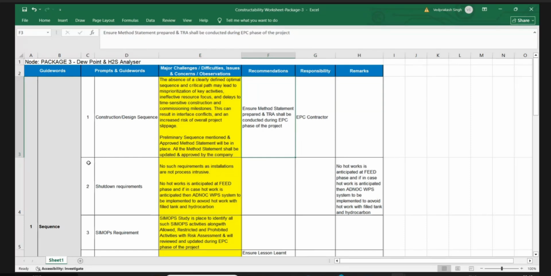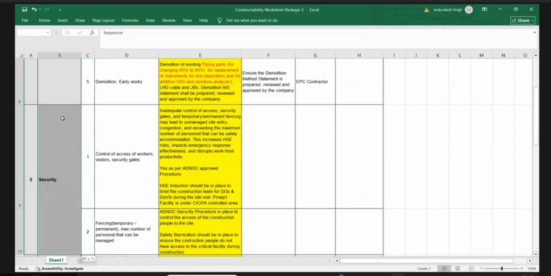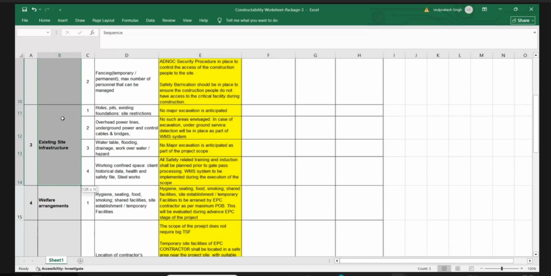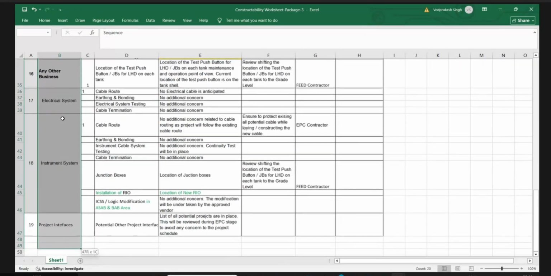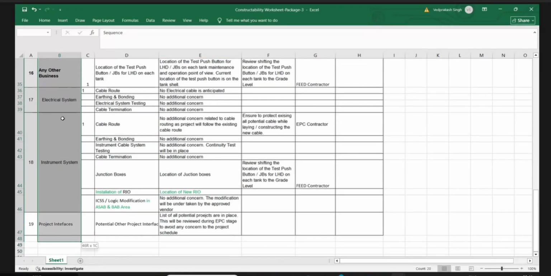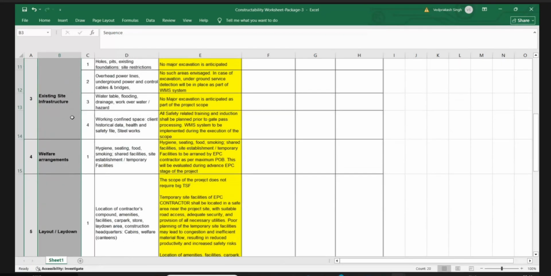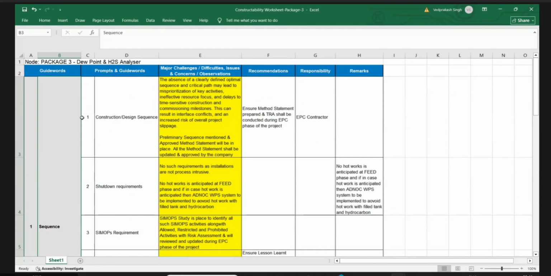So guys, let us go quickly one by one. There are many guide words here in column B. If you see, sequence is here, then security is here, existing infrastructure is here, welfare arrangement is here. There are almost 19 segments, and every section has many guide words and prompts.